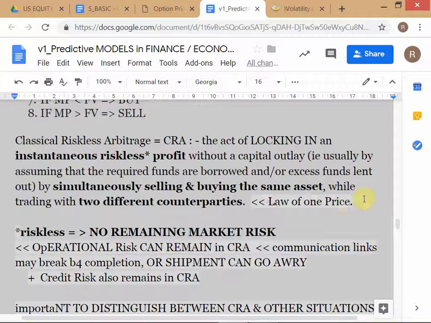Okay, this is an important term in economics. When you hear the term law of one price, this is what it means: the same asset cannot have two different prices in two markets which can be connected to each other in some way.